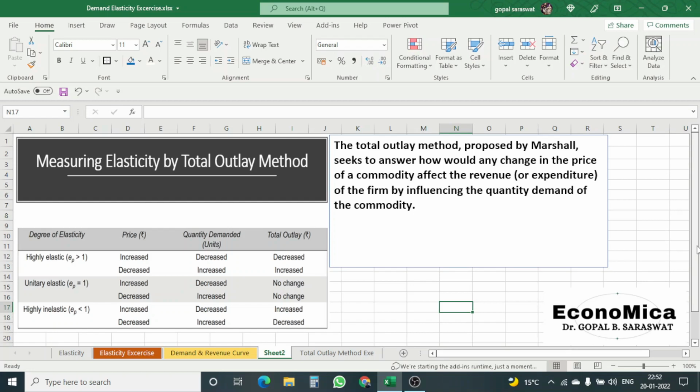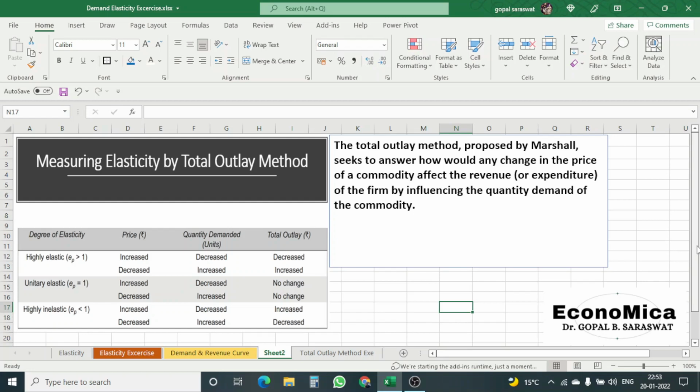So first of all, we have to understand what total outlay means. Total outlay here means either the total expenditure or the total revenue. This means that if a firm increases its price, would it have an impact upon the total expenditure or the revenue of the firm? We are aware of the concept of price elasticity.